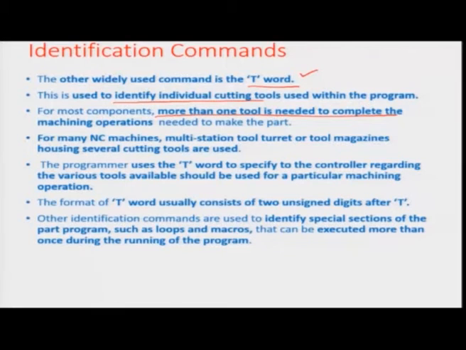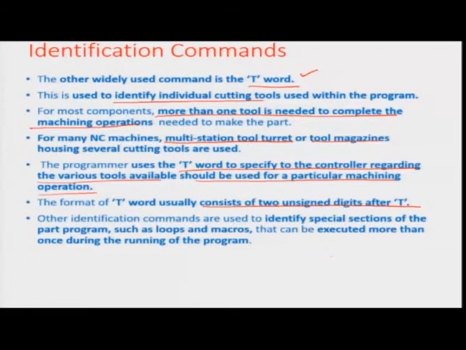More than one tool is needed to complete the machining operation in most of the components, and therefore, it is important that we have a magazine of tools, okay, and so therefore, identification number serves as that particular number which will identify one tool over the other. Obviously, these are used widely for multi-station tool turrets or tool magazines. So, the programmer uses the T word to specify to the controller regarding the various tools available should be used for a particular machining operation. In the format of T words usually consist of 2 unsigned digits after T.